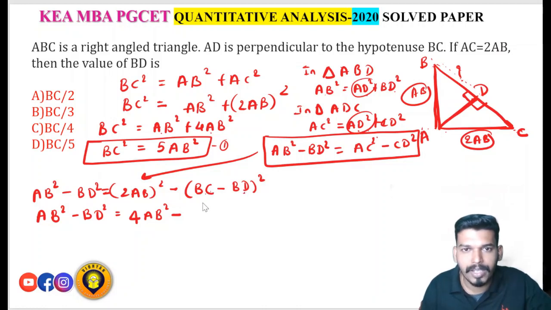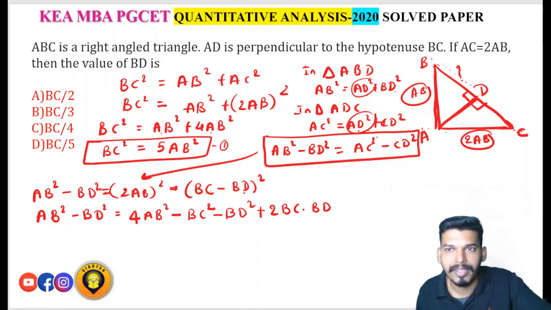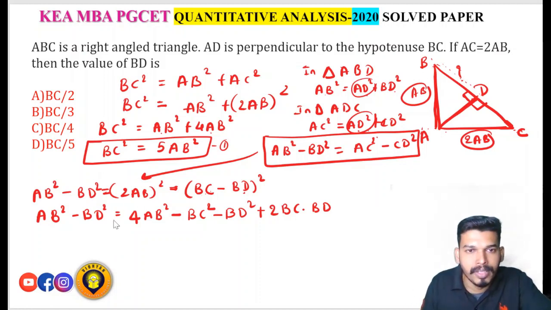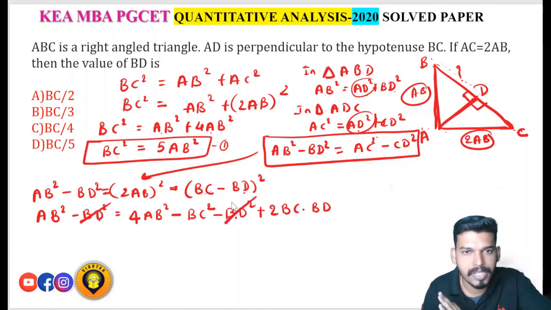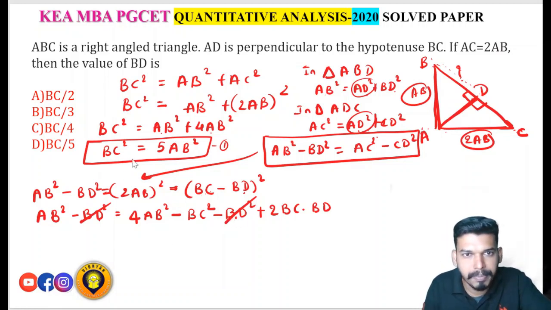A minus B the whole square, that is A square. So BC square, then plus BD square, and BD square into minus, that is minus BD square. Minus 2 times BC into BD, minus into minus becomes plus, plus 2 times BC into BD. Now minus BD square and minus BD square, BD square will come to the right hand side, that means BD square gets cancelled here. Now, when you take it to the right hand side, we have the BC square value, BC square equals 5AB square. Let us put that.